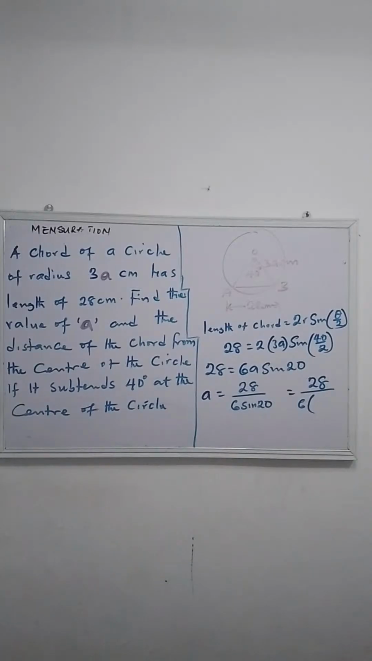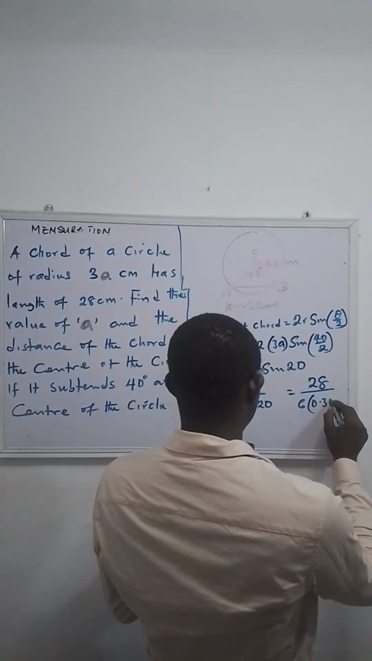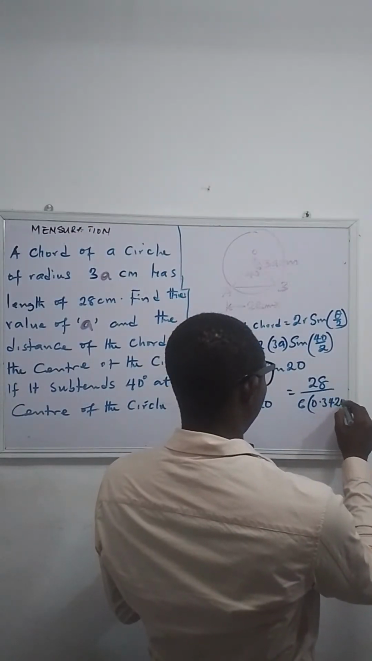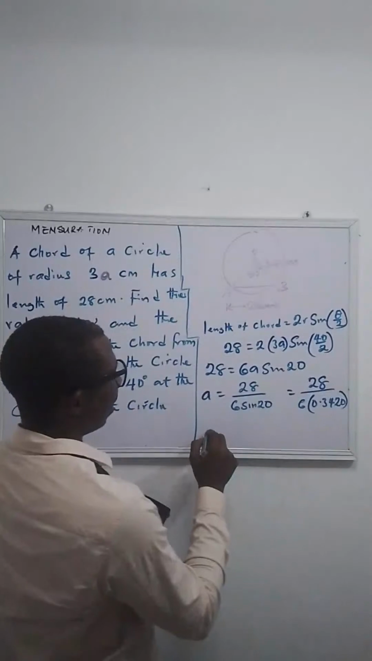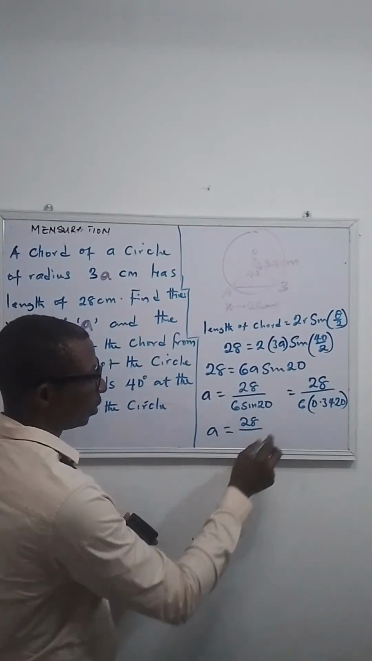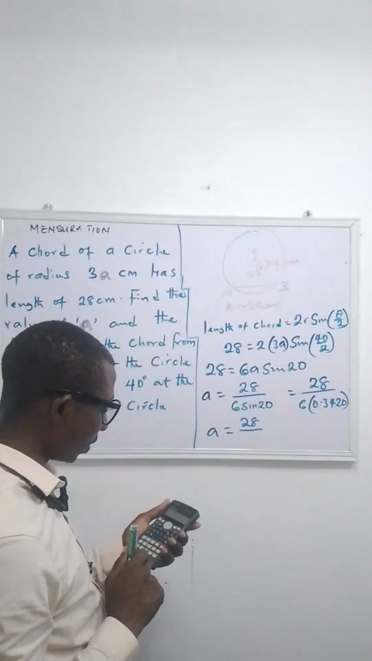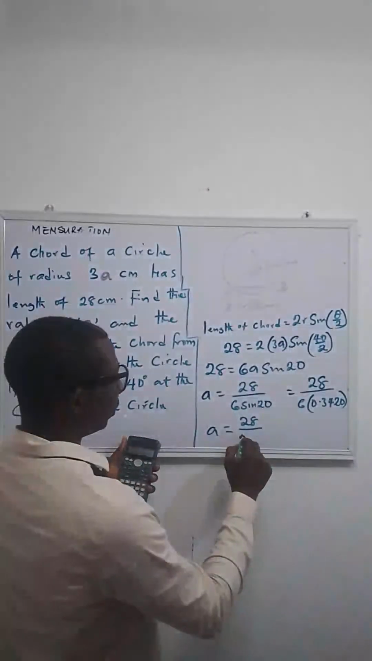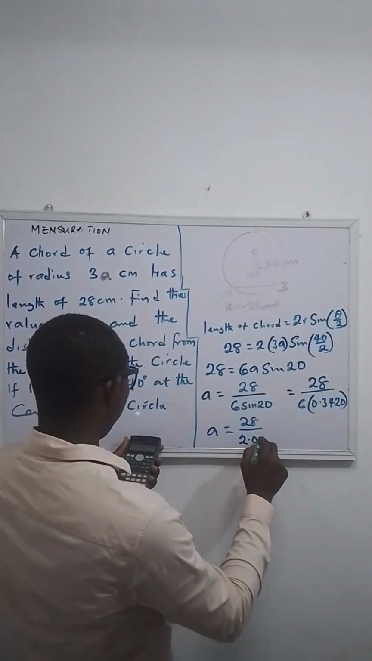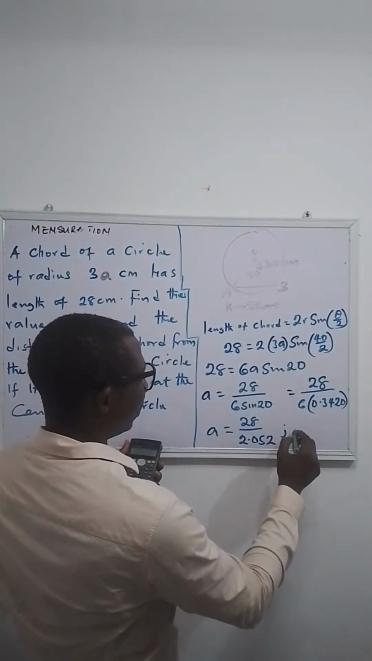Okay, that is 0.3420. Okay, good. Thank you, Moturayo and Mafikuyomi. Yes. Okay, so that's what we have. So we now have a equals 28 over, so let's multiply 6 times 0.3420. Okay, so what do we have? So we have 2.052. So now, what's going to be the value of A?